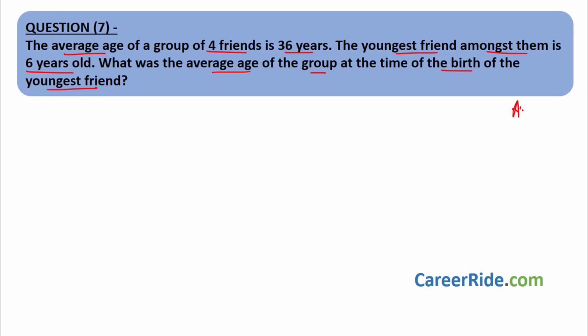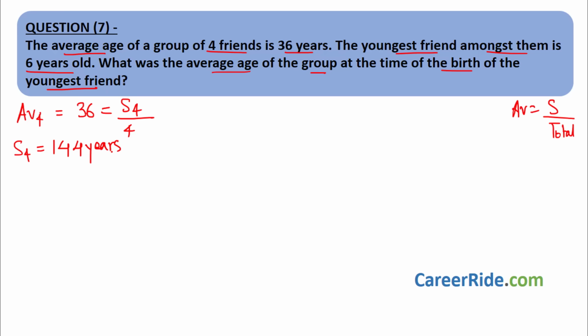Again, this is an average sum, so we'll have average is equal to the sum of all observations upon the total number of observations, that is the sum of the ages of all the 4 friends divided by the total number of friends. So the average age of a group having 4 friends is 36 years. That is the sum of the ages of 4 friends divided by 4. So the sum of the ages of 4 friends is 36 into 4, which is 144 years, right?